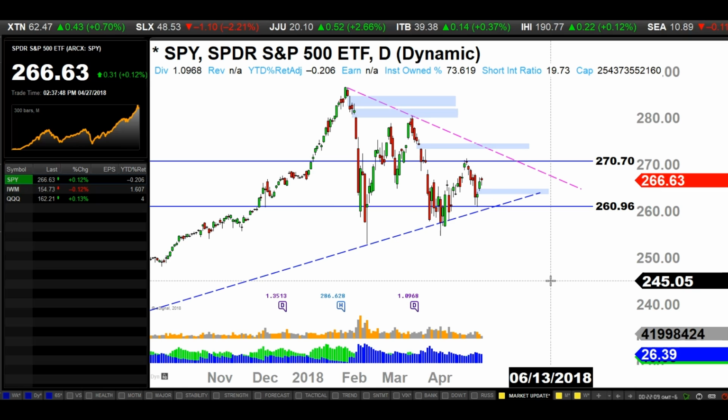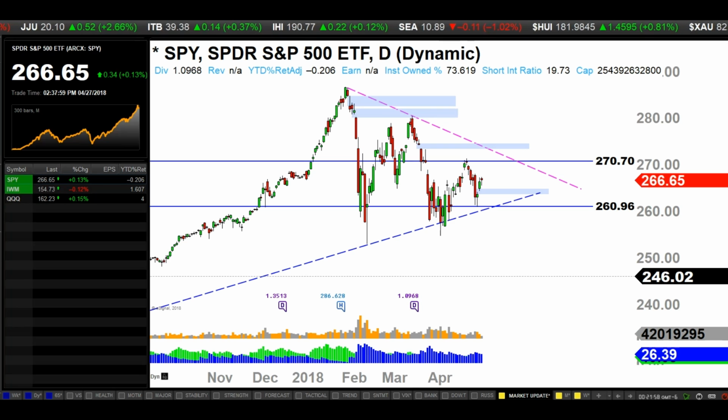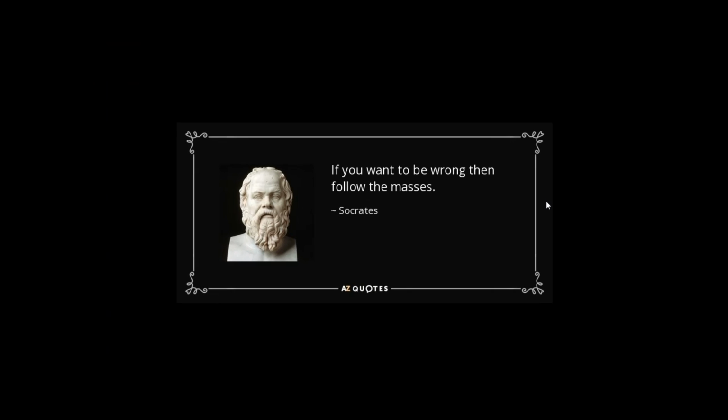Right there, ladies and gentlemen, is the main reason why most people are not able to profit from this market. Do you know why? Because they always follow the masses. Because they're always following what everybody's looking at. They're always following what CNBC is talking about. They're always following these so-called experts and gurus who have no idea what they're doing. If you want to be wrong, then follow the masses.